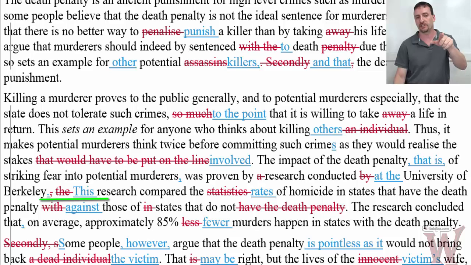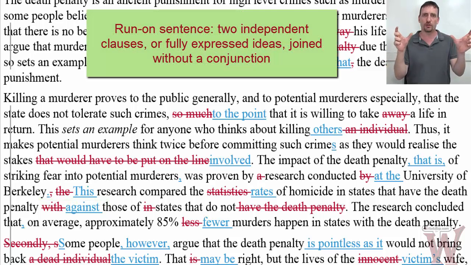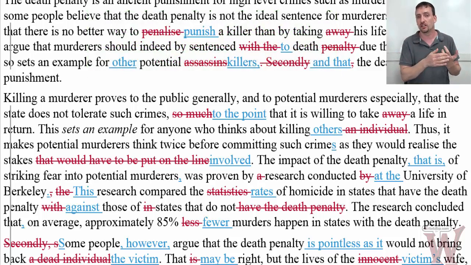Now what he did was he put a comma, and then "the research compared." What he has here is called a run-on sentence. He has two independent clauses, two full sentences with their own complete ideas, without a link, without a conjunction to link them. This is called a run-on sentence. So he finished his idea, put a period, start a new sentence. "This research compared the statistics." You can compare statistics, it's not going to give you much. It compares the rates. How much or how many homicides per 1,000 people, for example.